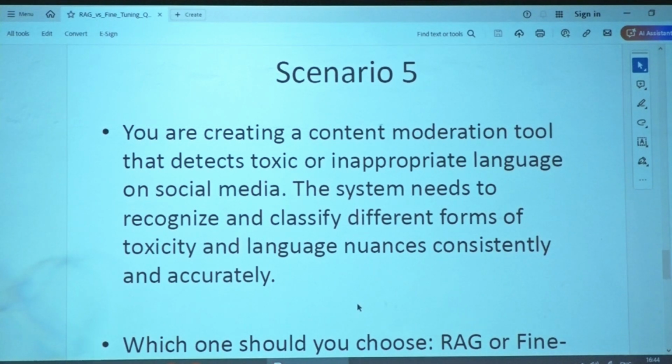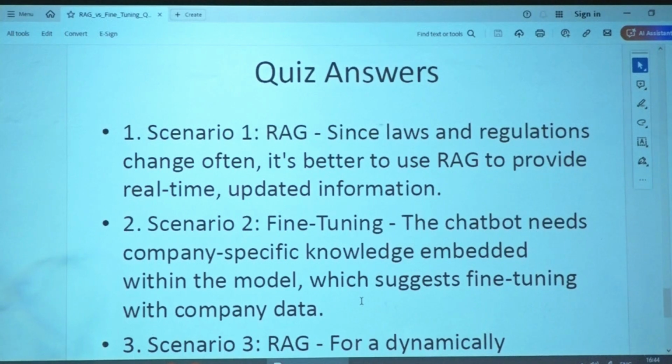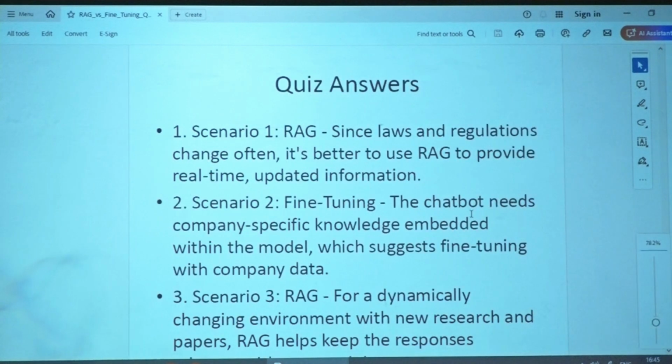Because language doesn't change. I know on social media some changes are there, but those are marginal. I think a fine-tuned LLM is fine. Okay, so anyway, what is the answer to the last? I am also curious. Well, I think I would go with fine-tune as the answer for the last one. Okay, but let's go back to code.